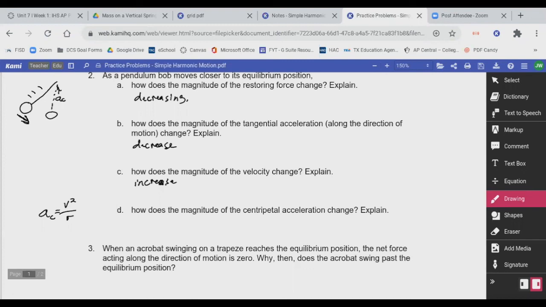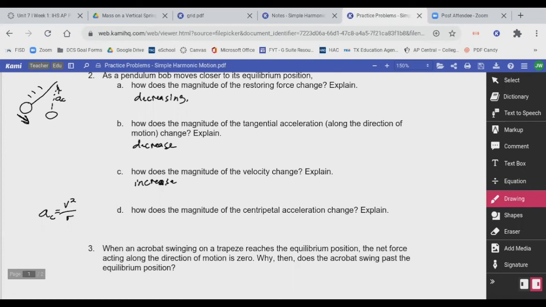So what's up, Mr. Watley? I have two questions. Since the centripetal acceleration is increasing, wouldn't the centripetal force increase as well? Wouldn't what increase as well? The centripetal force. Yes. The centripetal force is increasing, but the restoring force is 0. The restoring force is tangential, bringing you to the equilibrium, but the centripetal force is that force that causes you to change direction and stay in a circular path.